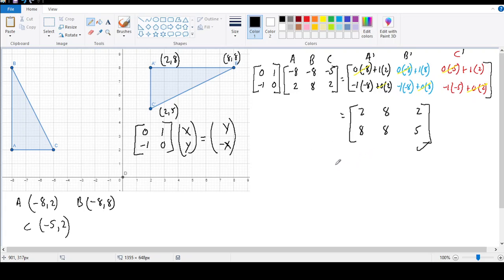In summary, we can say that for the rotation of any object by 90 degrees, you will take their x and y values and make them y, negative x. The new x becomes the old y, and the new y becomes negative of the old x. That's all that is actually happening here. That is for a rotation of 90 degrees clockwise.